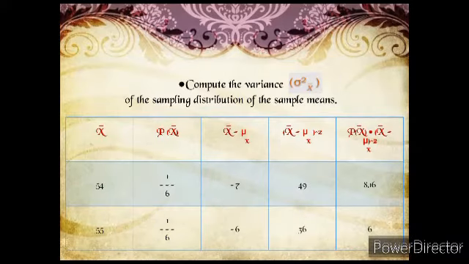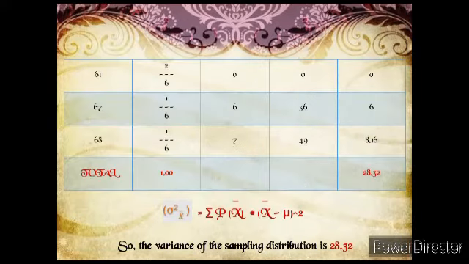Now, for the fourth column, we need the answers on the third column to be squared so that we can get the answers for the fourth column. Negative 7 squared is equals to 49. Negative 6 squared is equals to 36. 0 squared is equals to 0. 6 squared is equals to 36. 7 squared is equals to 49.